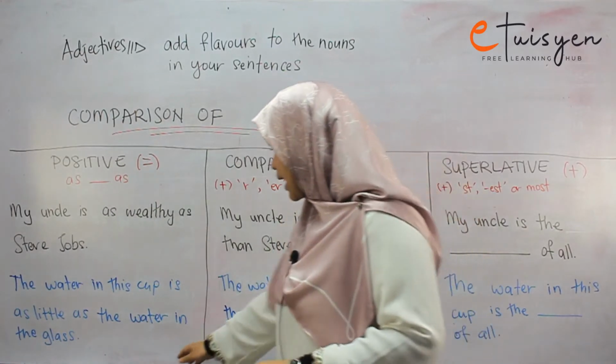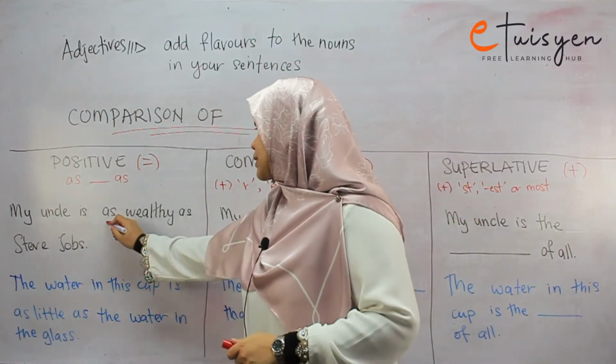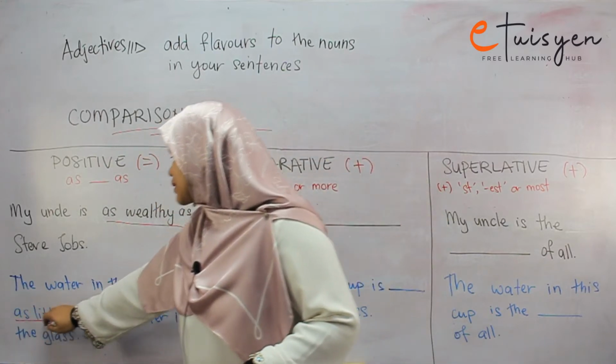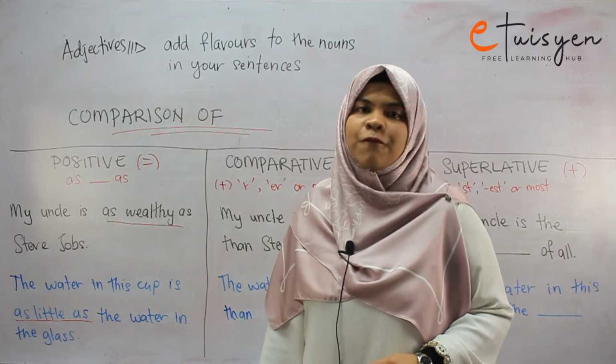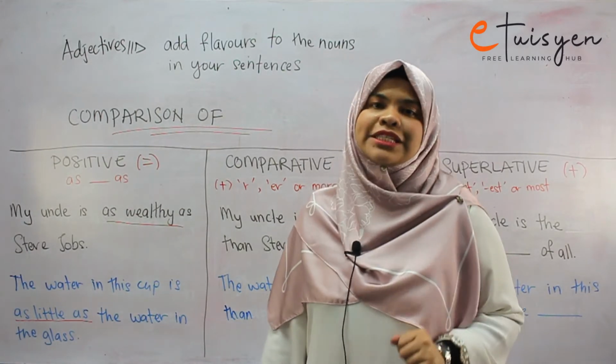Okay, let me just highlight it here. So this one is "as wealthy as", and this one is "as little as". Now this is for the positive form. Let's go through the second one, which is comparative.